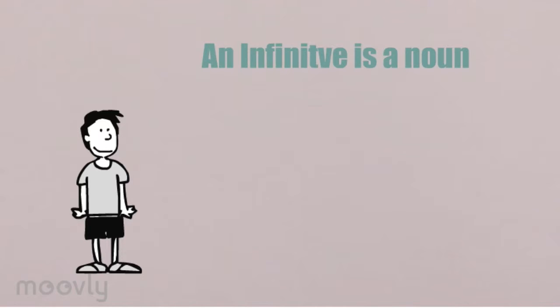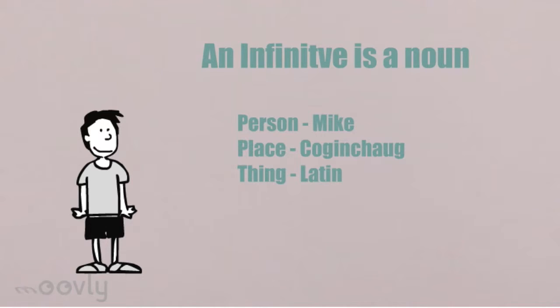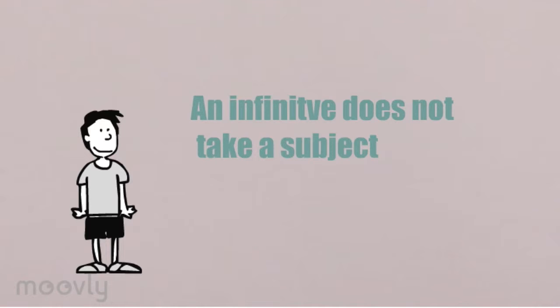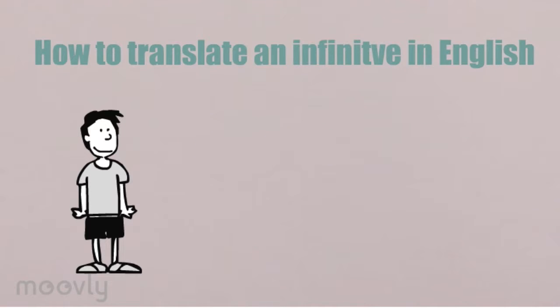An infinitive is a noun. Nouns can be people, places, or things. Mike, Coginchog, and Latin are all nouns. An infinitive does not require a subject. In this way, it is the purest form of the verb. English infinitives are almost all preceded by the word to. To run, to eat, and to fly are all infinitives.